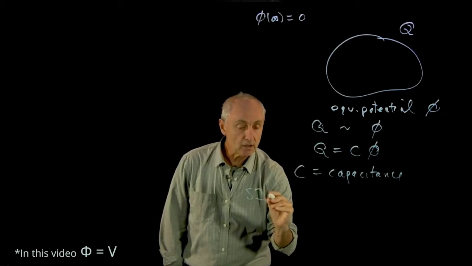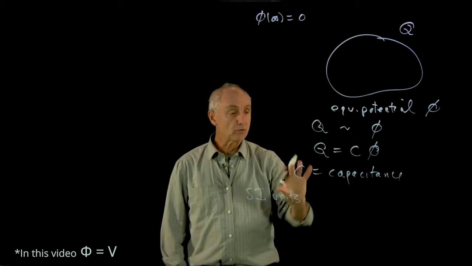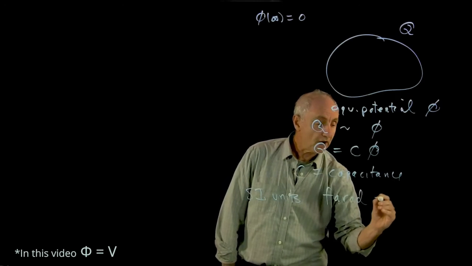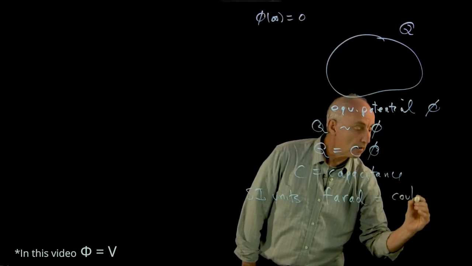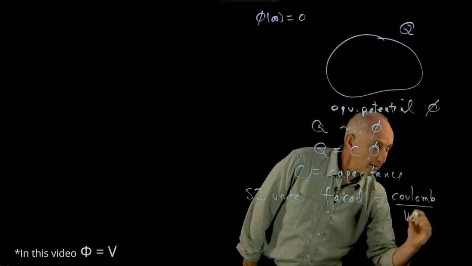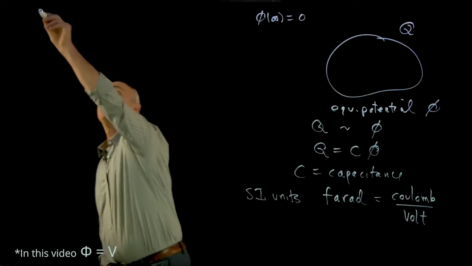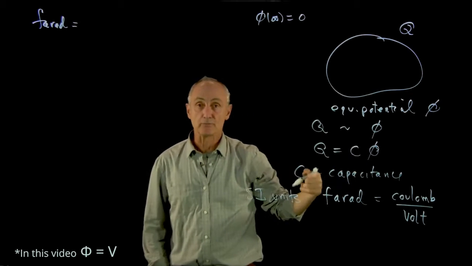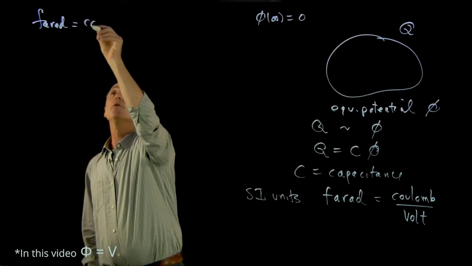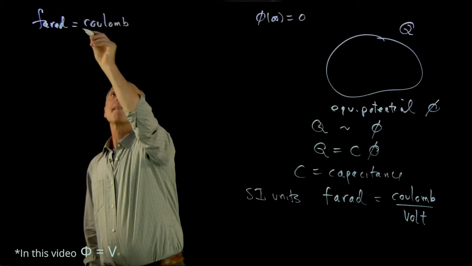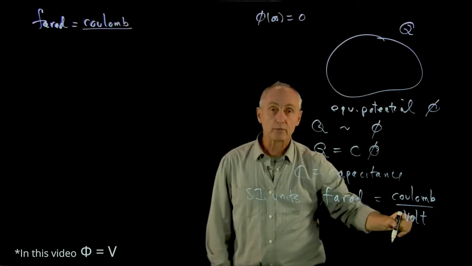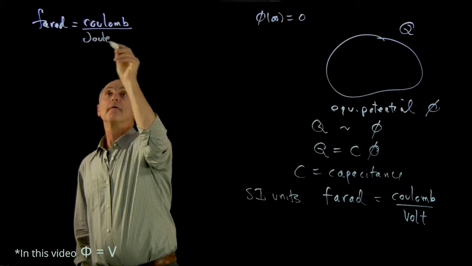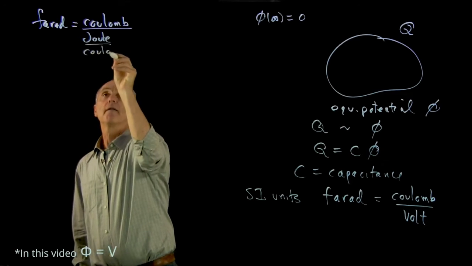And if we look at our SI units, the unit of capacitance is called the farad. And 1 farad is equal to a coulomb per volt. Now, recall that a volt is an energy per charge. Remember our definition of potential difference. So what we have here is a coulomb, and a volt, remember, is joules per coulomb.